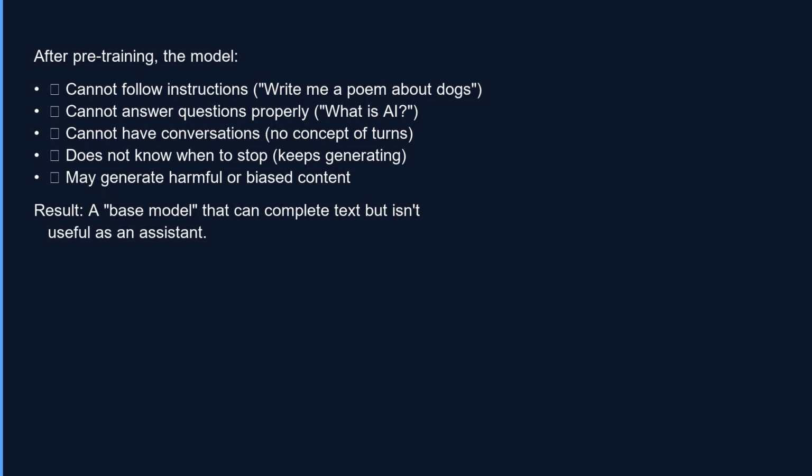After pre-training, the model cannot follow instructions, like "Write me a poem about dogs." It cannot answer questions properly, like "What is AI?" It cannot have conversations and has no concept of turns. It does not know when to stop and keeps generating. It may generate harmful or biased content. Result: a base model that can complete text but isn't useful as an assistant.